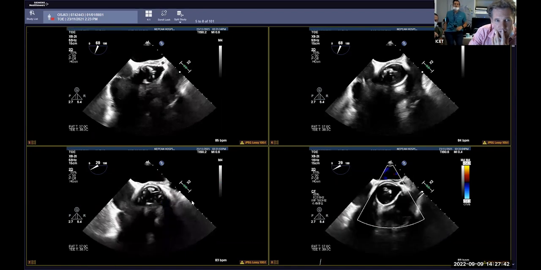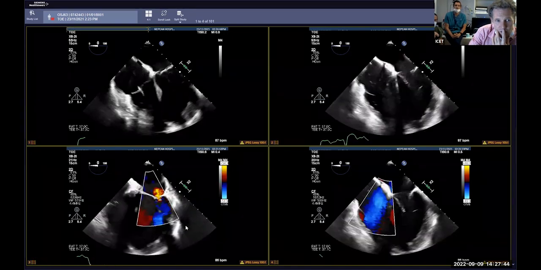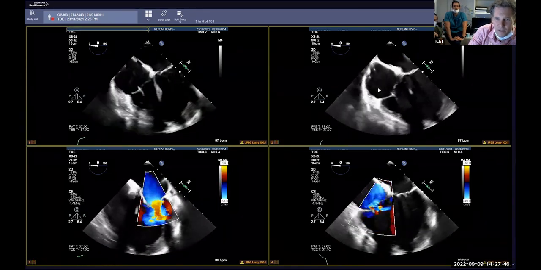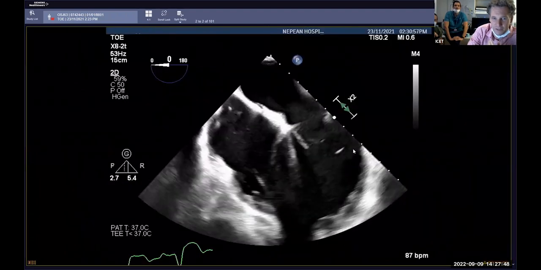What was the underlying reason for the Bentall? I can't remember. This wasn't my case. I was just showing the echo, which I thought was awesome.